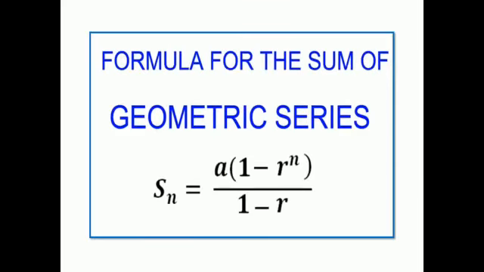Okay, so before leaving this session we have to summarize the formula again. Sn is equal to A into 1 minus r power n divided by 1 minus r.